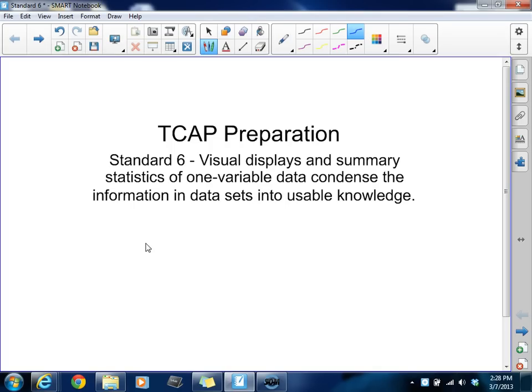Standard 6 says, visual displays and summary statistics of one variable data condense the information into data sets into usable knowledge. Now, that's a bunch of big words for the simple idea that graphing and displaying data is very helpful and important, and it makes data usable. Okay, that's what we're talking about. Making graphs helps us take a bunch of random numbers and put order behind them. I would definitely encourage you guys to check out chapter 7. That's going to be the best place to study for this specific standard.